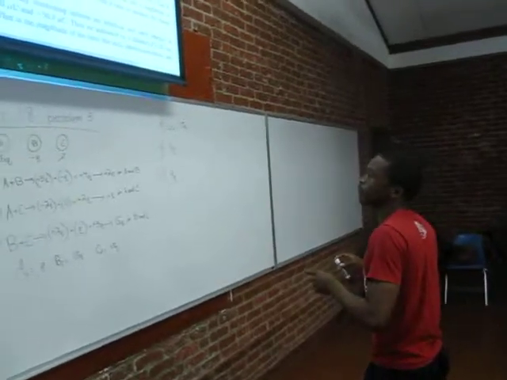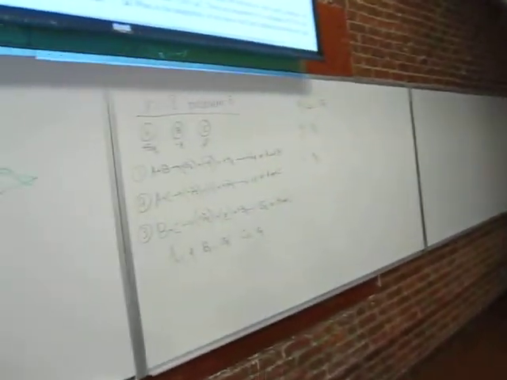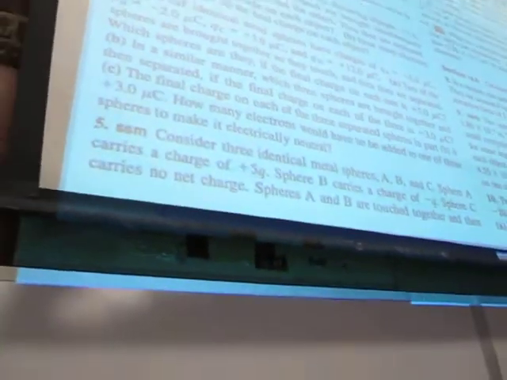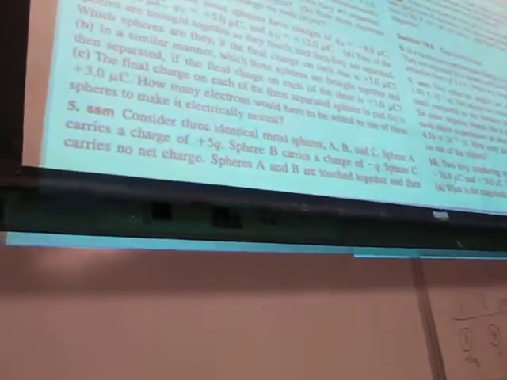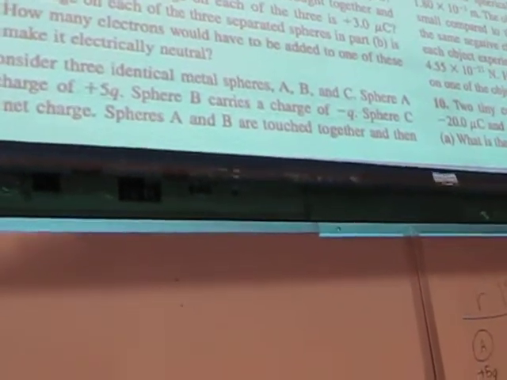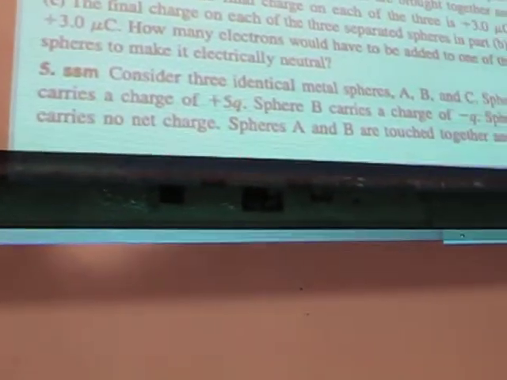Ready, go. I'll be doing chapter 18, problem 5. The problem reads, consider three identical metal spheres, A, B, and C. Sphere A carries a charge of plus 5Q. Sphere B carries a charge of negative Q. Sphere C carries no net charge.